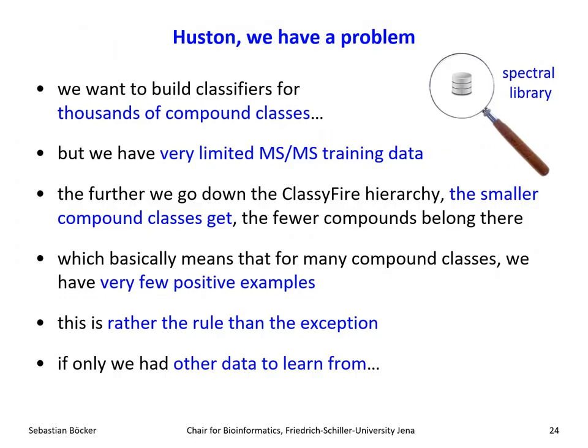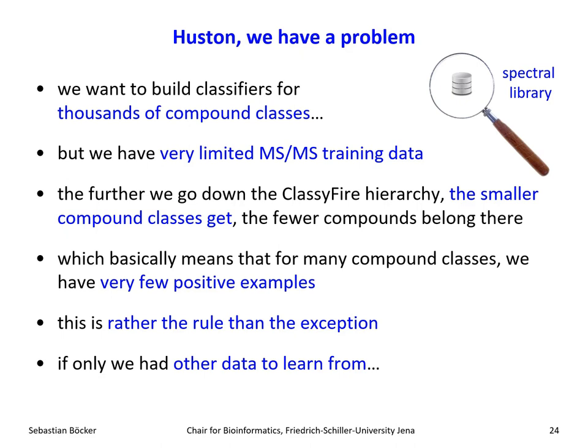So we started off with this direct prediction method. And we had the issue that we often do not have positive training data, simply because there is so little training data and there are so many classes. So we always have to train something from very few examples for most of the classes. The only way we could overcome this is if we could acquire other data somehow.